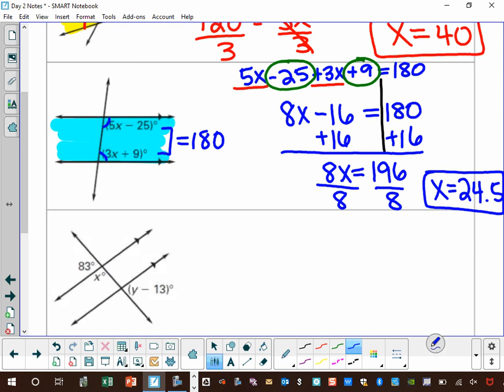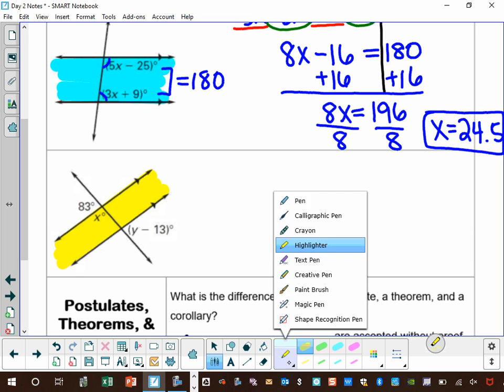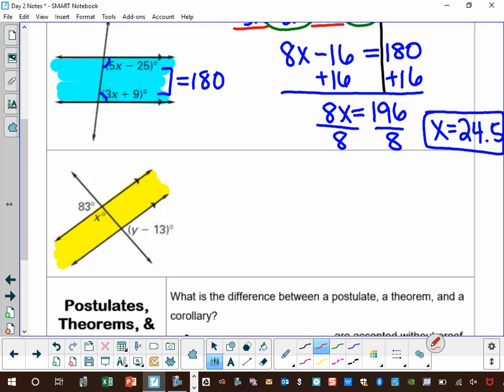All right, we have one more problem here. Now we have an x and we have a y. Guys, can you stay with me? We're almost there. We're going to solve for both. What is special about this 83 degrees and my x degrees? They're side by side, so what kind of relationship is that?